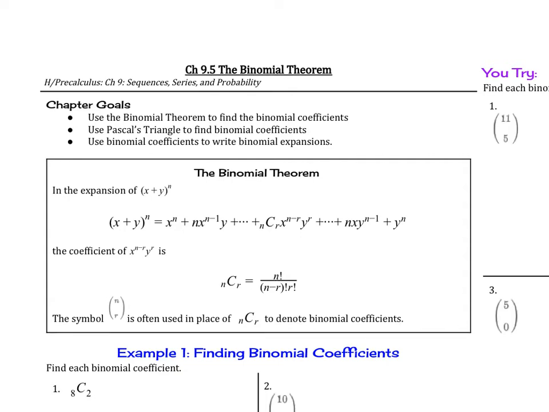Chapter 9.5, the binomial theorem. We're going to use the binomial theorem to find binomial coefficients, use Pascal's triangle to find binomial coefficients, and then also to write binomial expansions.